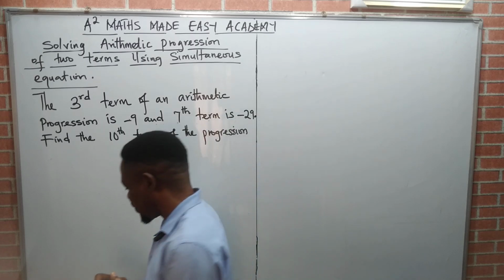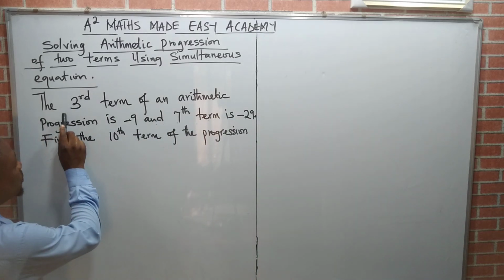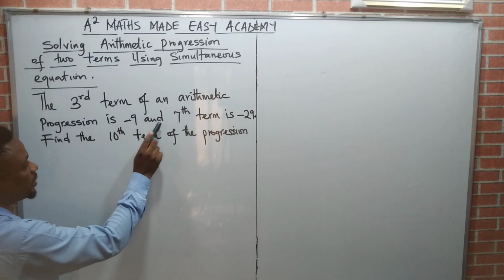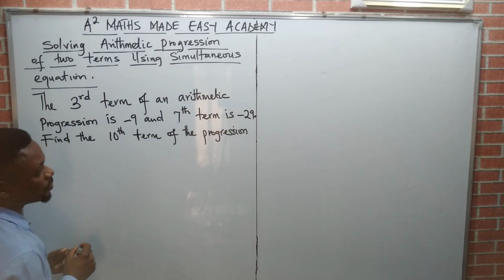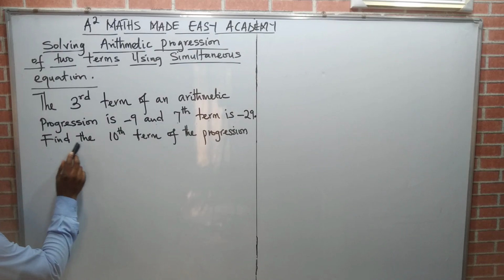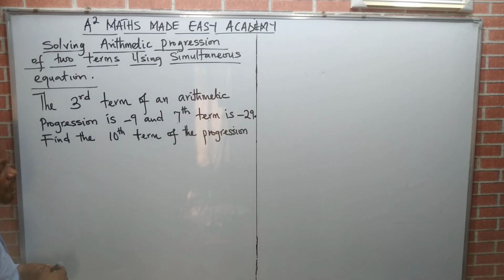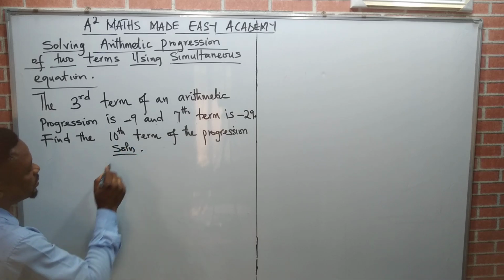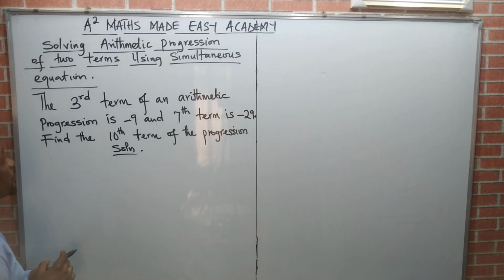Watch. Now the question says, the third term of an arithmetic progression is minus 9, and the seventh term is minus 29. Now find the 10th term of the progression. What we are going to do is take it bit by bit. If you observe my last video on arithmetic progression, I was able to bring out the formula. Are you with me? Now let's take it bit by bit.